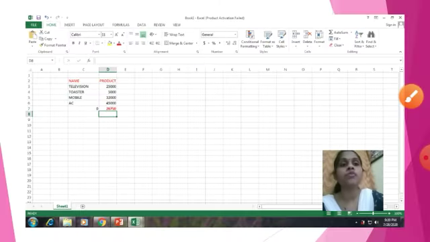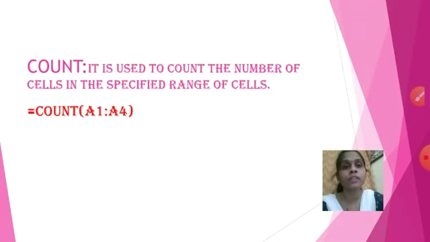It's very easy, do it practically. I have already explained Excel, you have to do practicals, otherwise it is not possible to understand each and everything. So now COUNT: whatever numbers are present in the block from A1 to A4, you have to count the numbers, how many numbers are there, 3 or 4 or 2. It is used to count the number of cells in the specified range of cells.